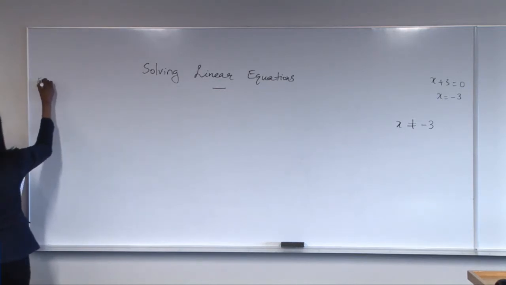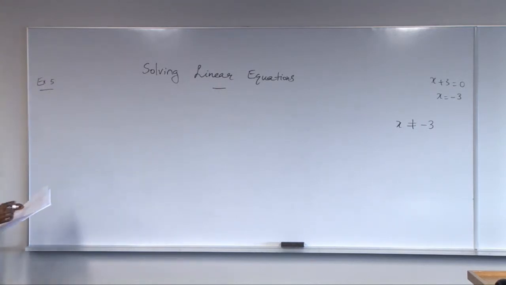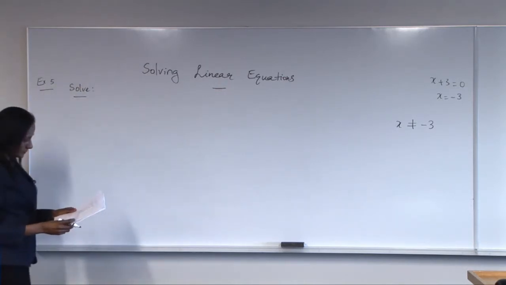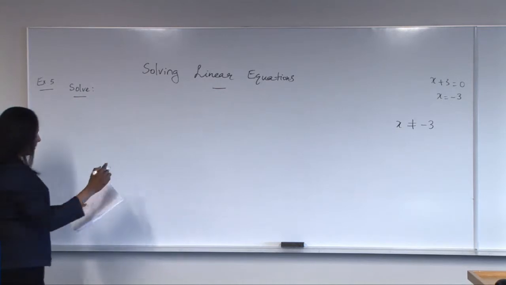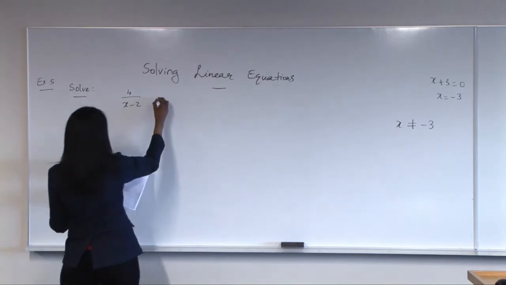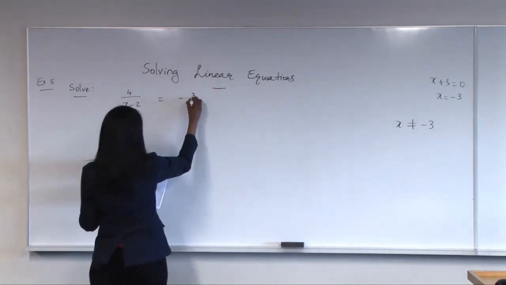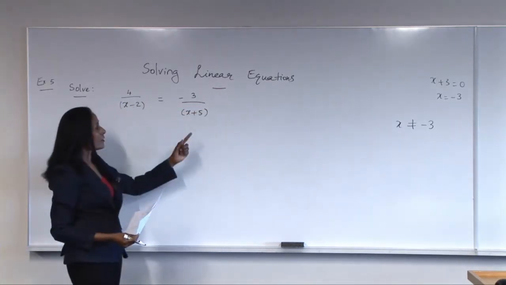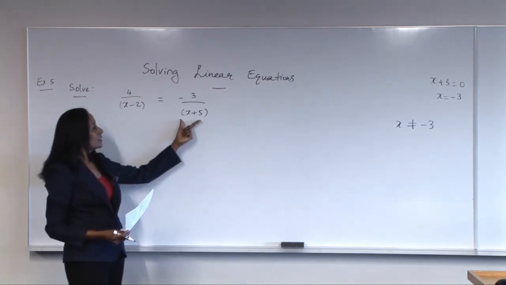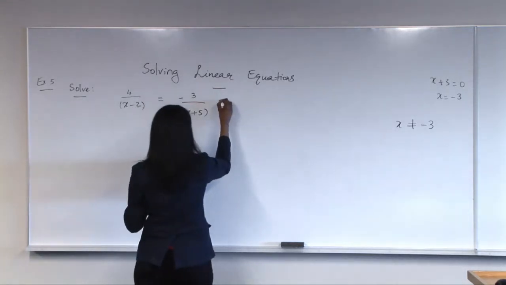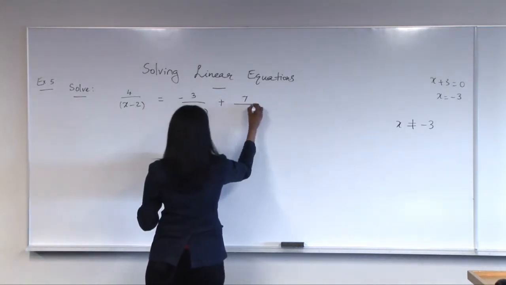So next example, example 5, solve: 4 over x minus 2 is equal to negative 3 over x plus 5. See, sometimes in the textbook or online, you may not see the parentheses. So make sure you put the parentheses and then it will be easier for you. You won't make any mistakes.